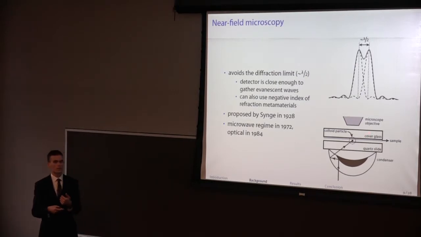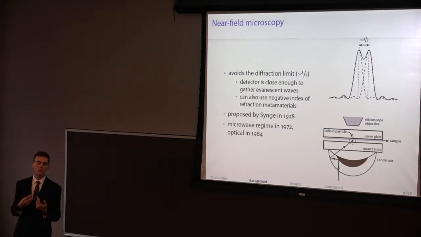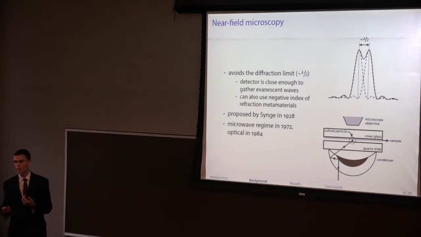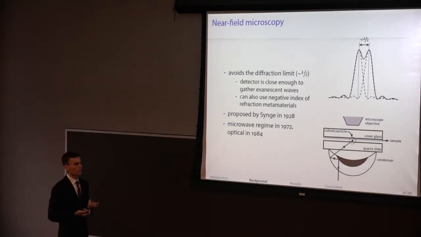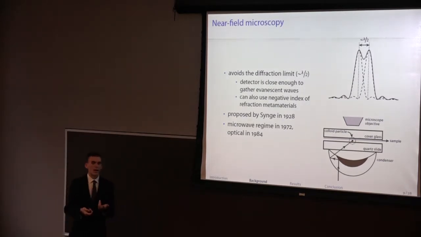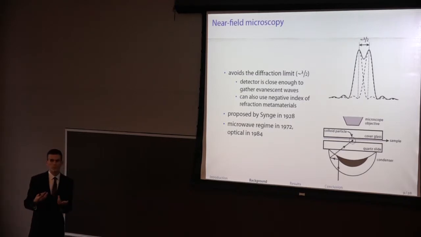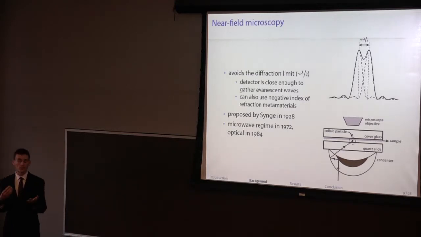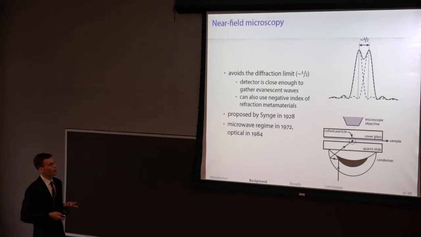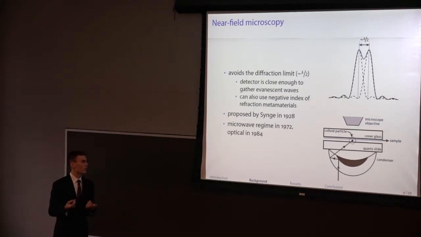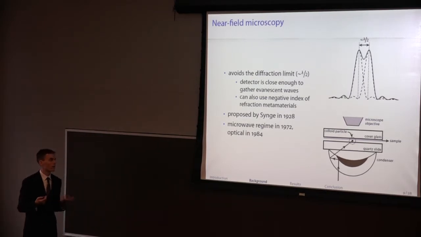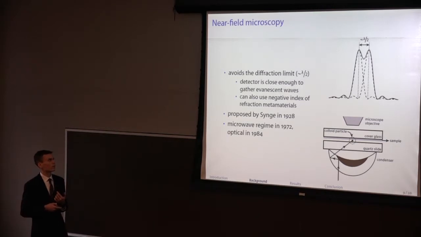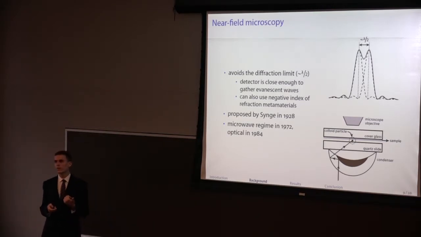He sent this sketch to Einstein. Einstein thought it would work in principle, but would not be practically realizable. And that was indeed the case, just based on the fabrication technology at the time. Basically, there was no near-field microscope until 1972 in the microwave regime, and 1984 in the optical regime.